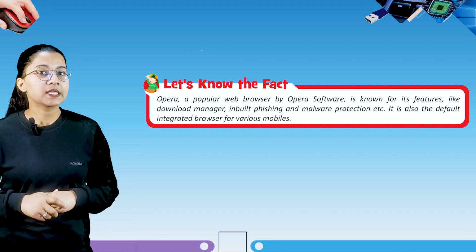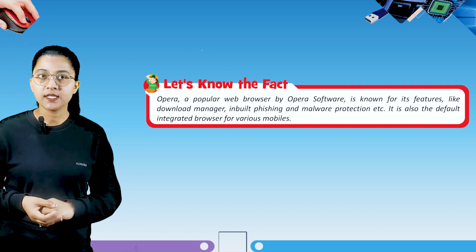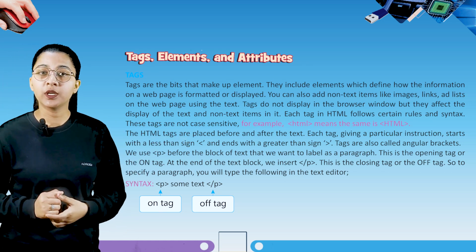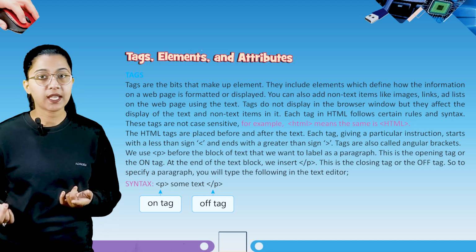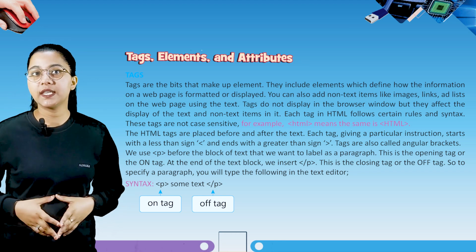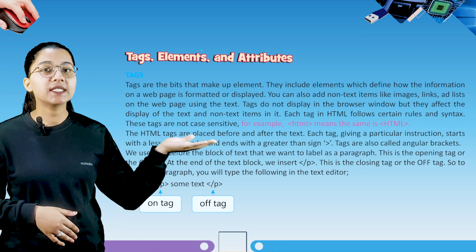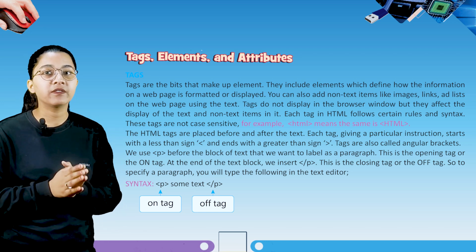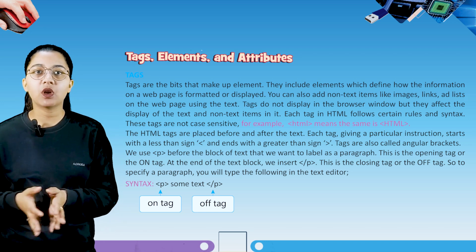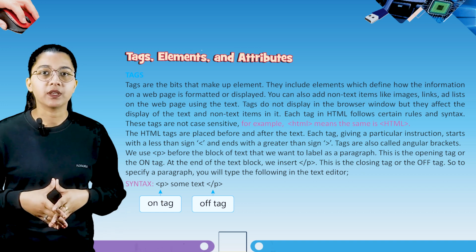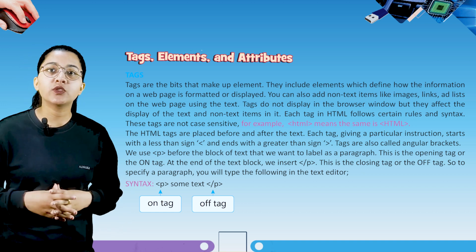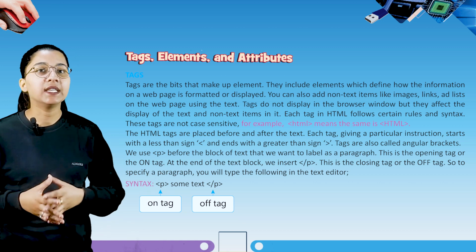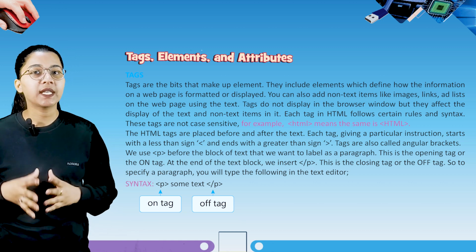So now students, our next topic is tags, elements and attributes. So we are going to learn about tags, elements and attributes. So first let's read our tags. Tags are the bits that make up element. They include element which define how the information on a web page is formatted or displayed. You can also add non-text items like images, links and lists on the web page using the tags.